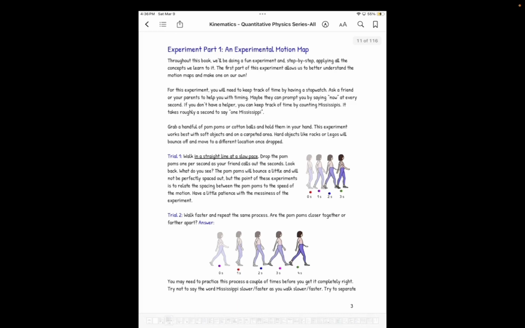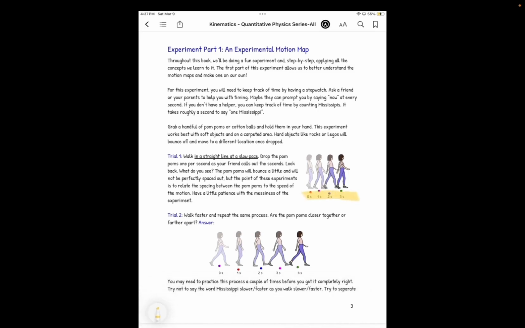So in the first experiment, we're going to have a handful of pom-poms, maybe 5 or 6, and we're going to walk very slowly at a slow pace, and we're going to drop 1 pom-pom per second. Can you imagine it first? We're going to do this experiment, but imagine it first. What would you see if you look back?